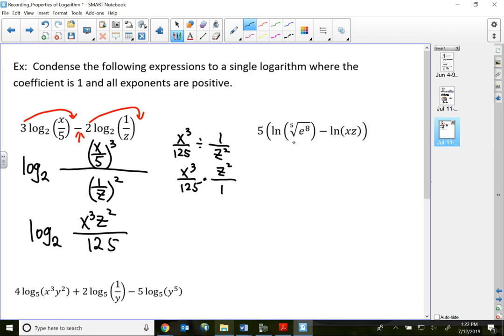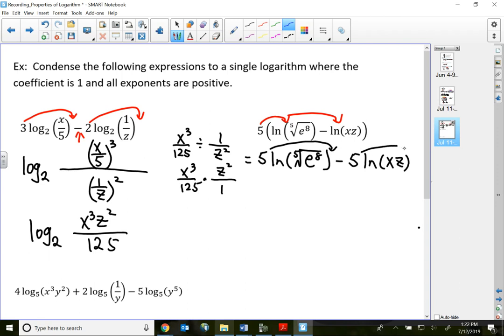I got two terms inside the parenthesis with a subtraction between two natural logs that will become division. But let's bring these two terms to the outside by distributing the phi onto the two terms. So that gave me phi times natural log of fifth root of e to the 8 minus phi times natural log of xz. All right. Now these two phi's up front of the natural log will eventually go back up to the exponent.